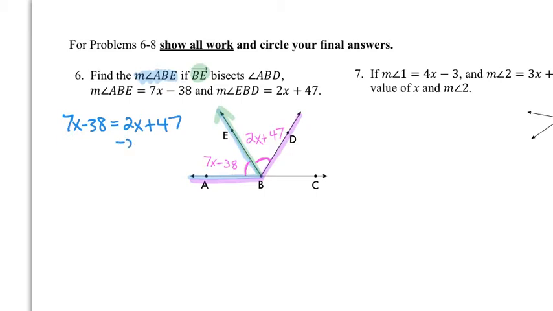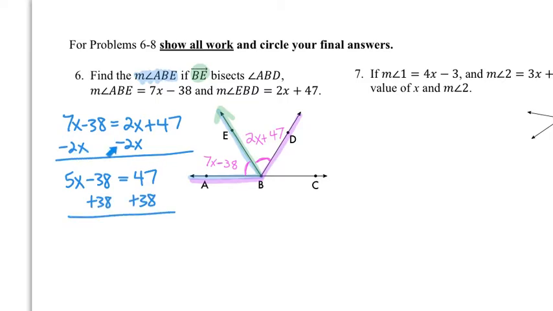So get like terms on the same side, so I'm going to subtract 2x from both sides. After you get this, guys, it's not a hard equation to solve. 5x minus 38 is equal to 47. Then we're going to add 38 to both sides, and notice how I'm showing my work by putting it on both sides. So we have 5x is equal to 85. Divide each side by 5, we get x equals 17.